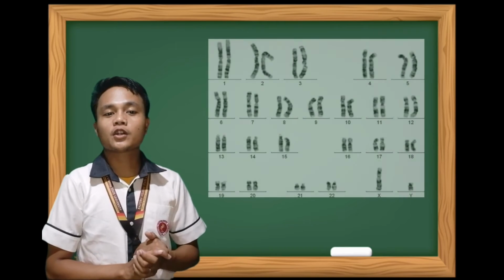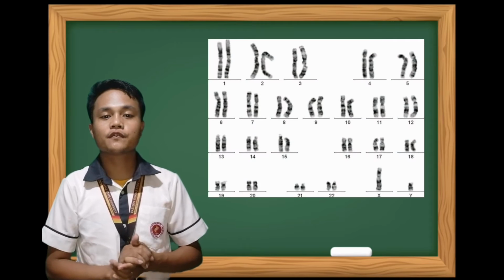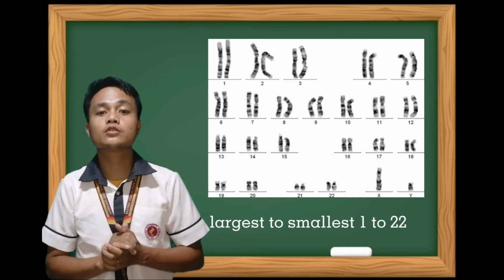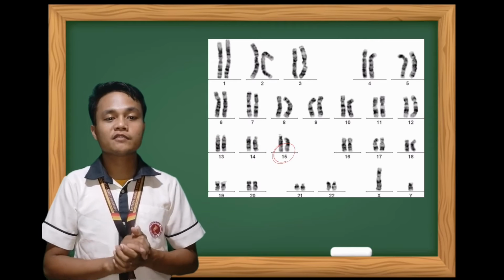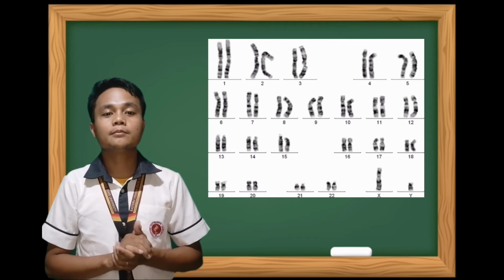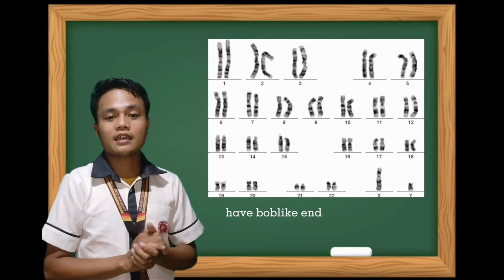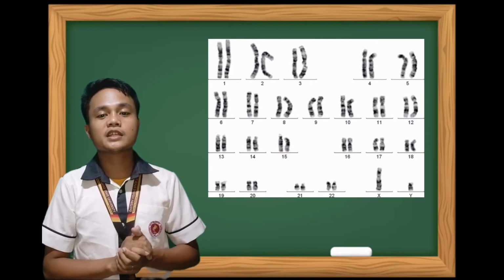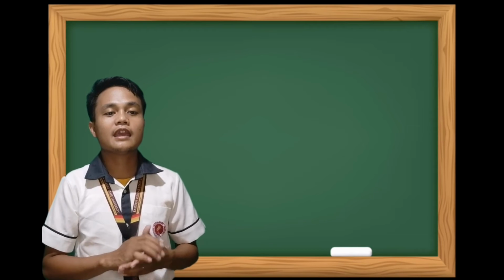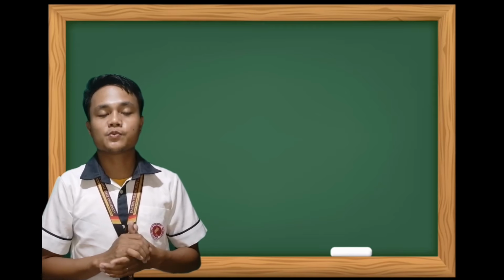The 24 human chromosome types are numbered from largest to smallest, 1 to 22. Five human chromosomes, 13, 14, 15, 21, and 22, have blob-like ends called satellites. At least 500 protein-encoding genes lie in the total subtelomere regions.